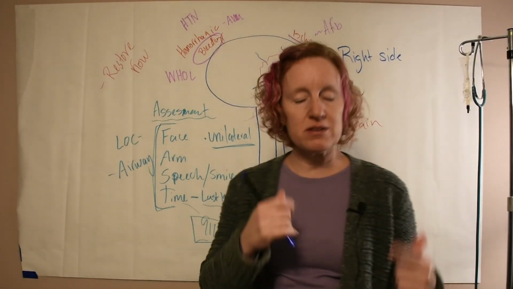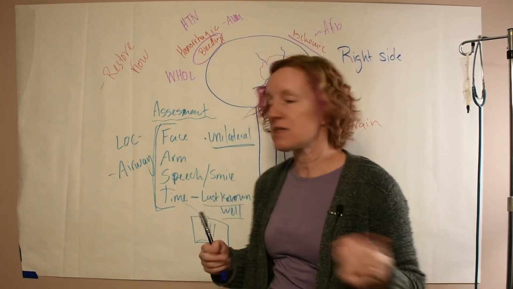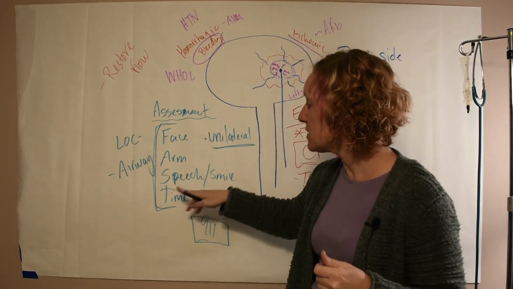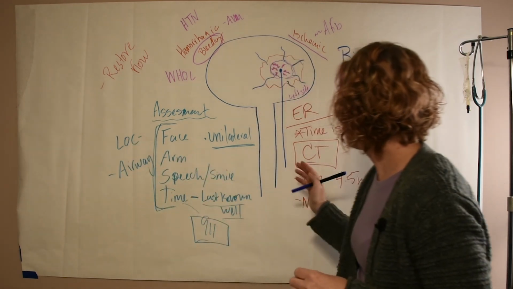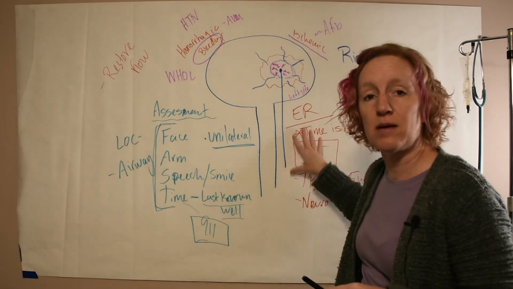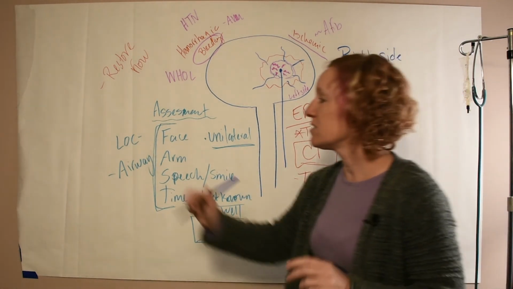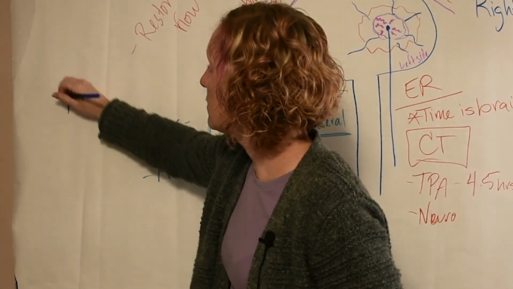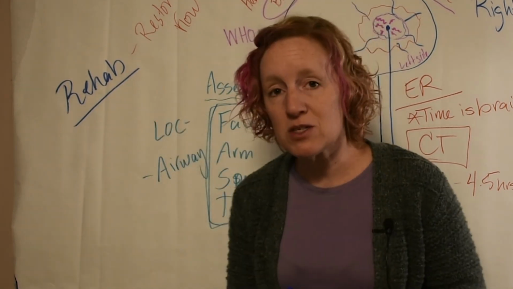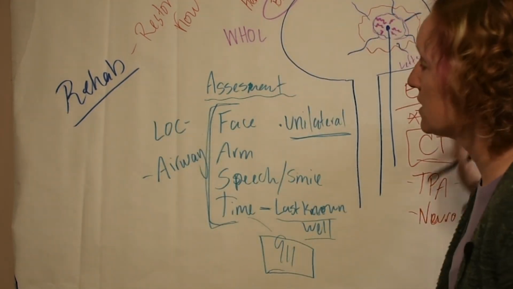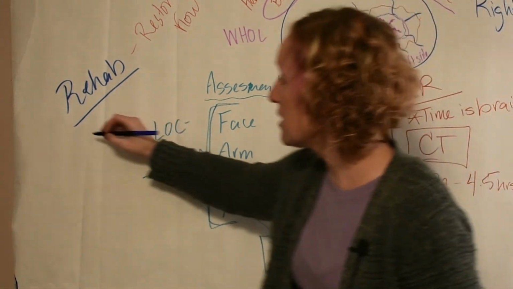All right, so we have now talked about the patho, hemorrhagic versus ischemic. We've talked about assessment, basic FAST assessment, but also those extra steps that nurses have to be aware of. And we've talked about why it's important to get them to the place where they need help. The other thing that we have to understand as nurses is rehab. We want to get them to rehab. We want to get them through this incident, and we want to get them to rehab so that we can restore whatever deficits they may have.